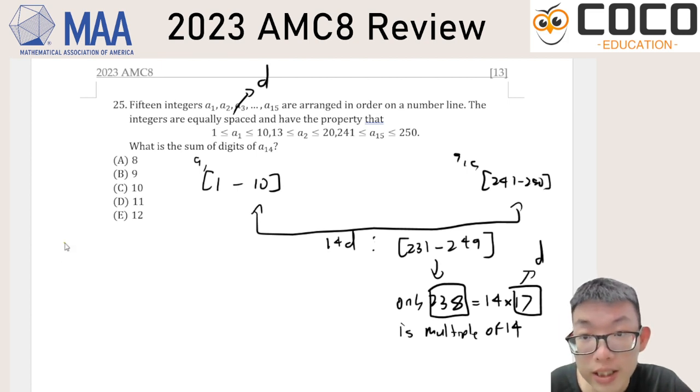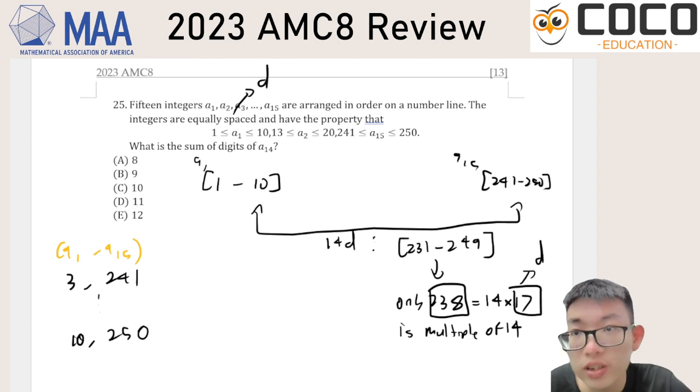Right, so the first thing is that I can just look at A1, A15. How would they differ by 238? Well, I need to at least have 3 and 241, and this will go all the way to, well, I can't get to 250, right? If I go until 10, I only get until 248. So that's the first thing.